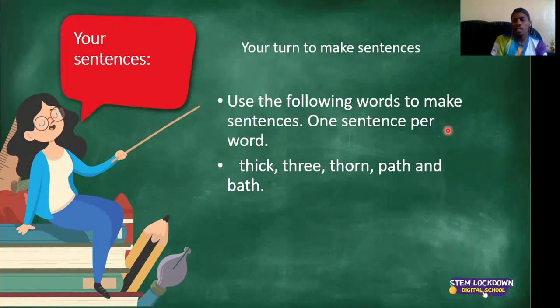Bui, can I have a sentence? My sentence is my father is thick. Your father is thick. All right, good. You could say that your father is thick. You could even say your father maybe has thick arms. Who else?